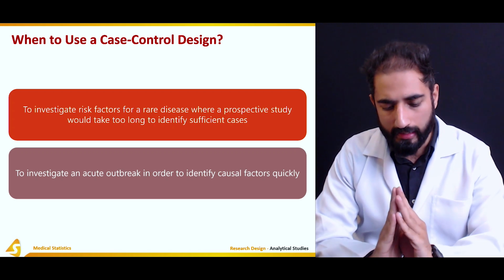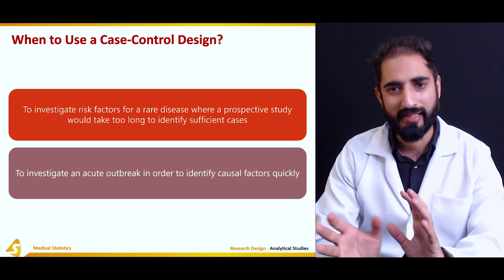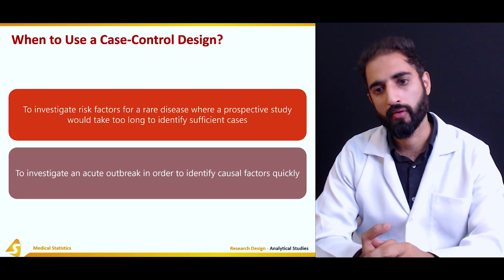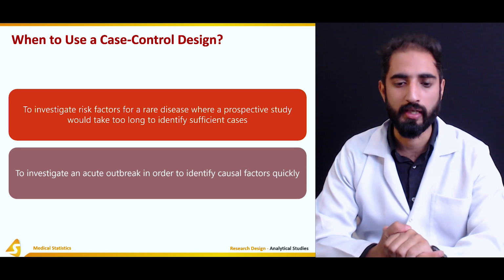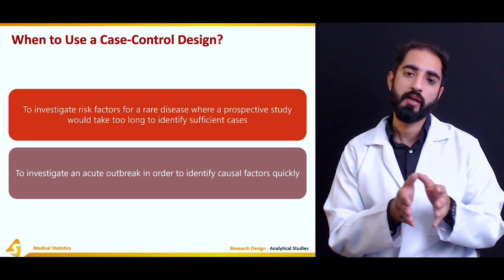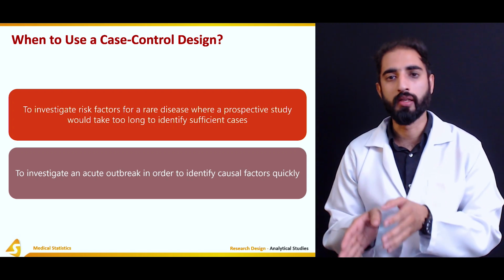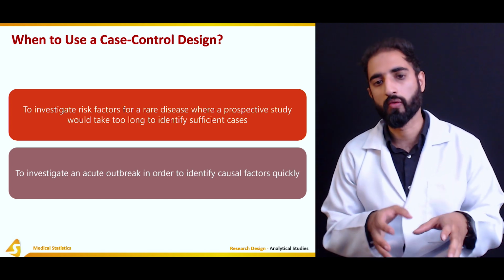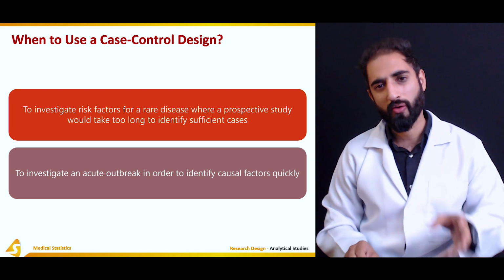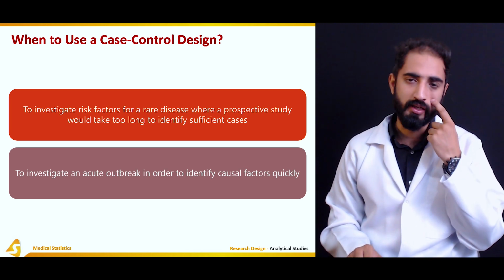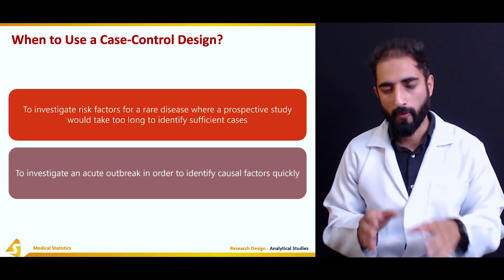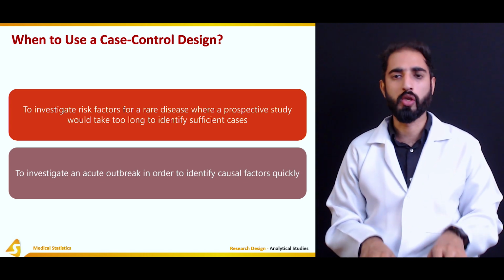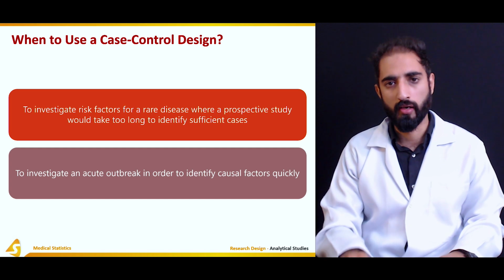Ideally, you take the same number of cases and controls in the case control design, but there is a popular belief that you have to take one case for every three controls, and that is actually not the case, because if you take too many controls and too few cases, that also affects the validity and generalizability of the results. So you can take 1:1 as well, but you can also take 1:3, which is a popular belief among researchers.